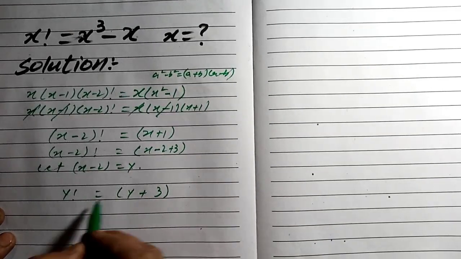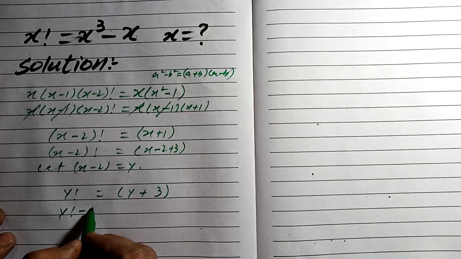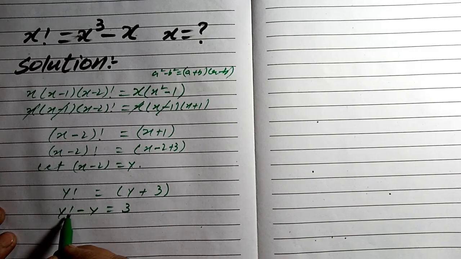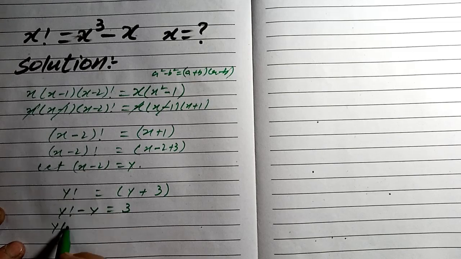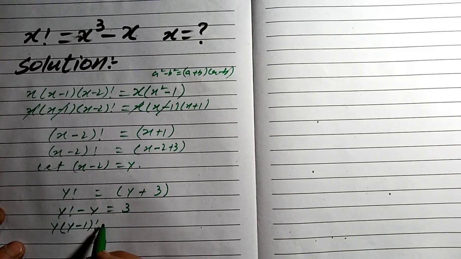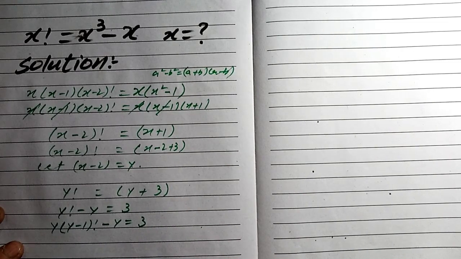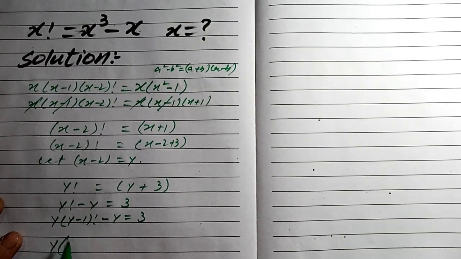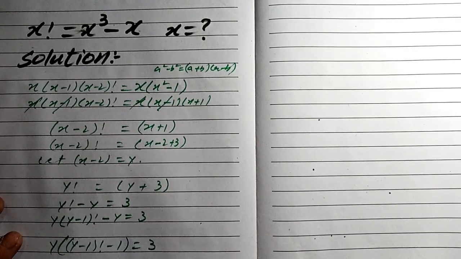If we subtract y on both sides, we get y factorial minus y, which is equal to 3. In place of y factorial, we can also write y times y minus 1 factorial minus y, which is equal to 3. So on both terms we can take common of y, and we are left with y times y minus 1 factorial minus 1, which is equal to 3.